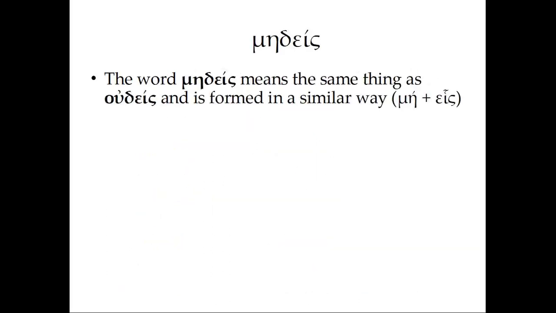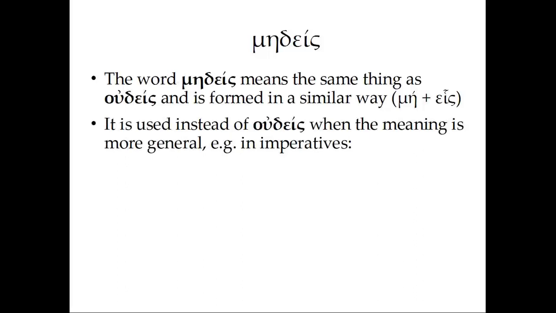Last thing, mēdeis. The word mēdeis means the same thing as oudeis, same meaning, and is formed in a similar way. So instead of oude plus heis, it's mē plus heis. It is used instead of oudeis when the meaning is more general, for example, in imperatives. And in fact, we see the same sort of distinction with just ou and mē. Ou is usually used in the indicative, mē in things like imperatives, subjunctives, certain kinds of constructions where we're talking about things in general and not anything in particular.